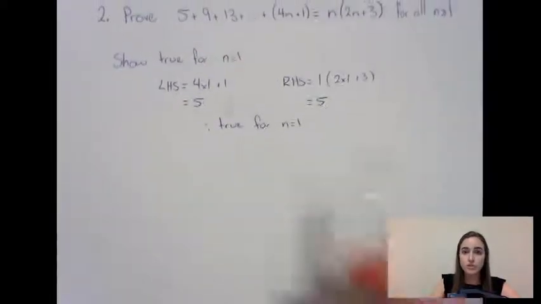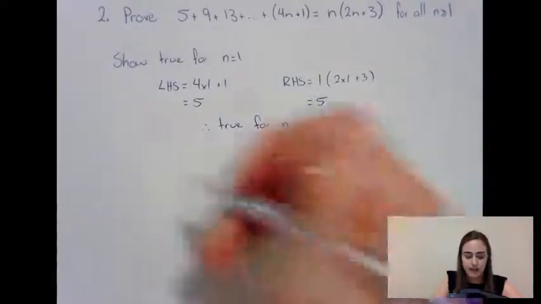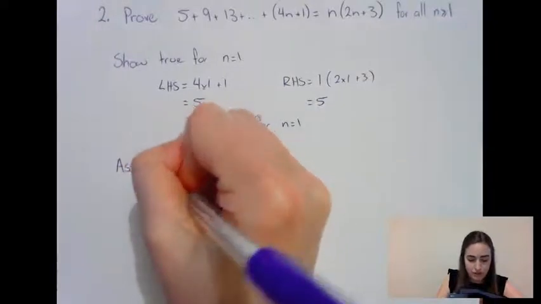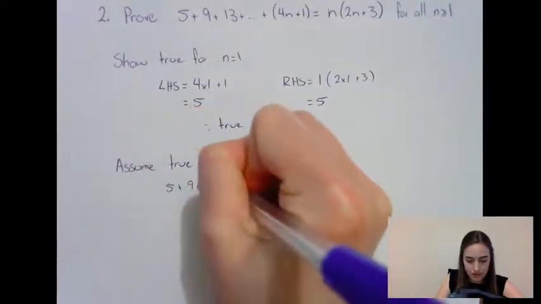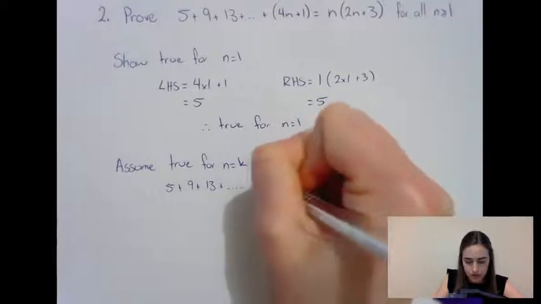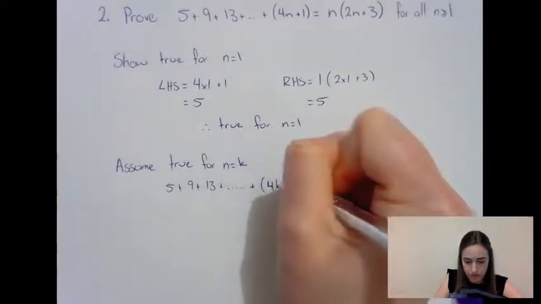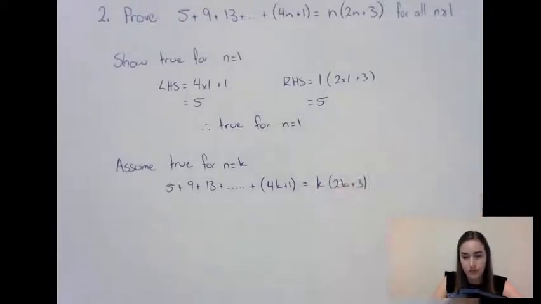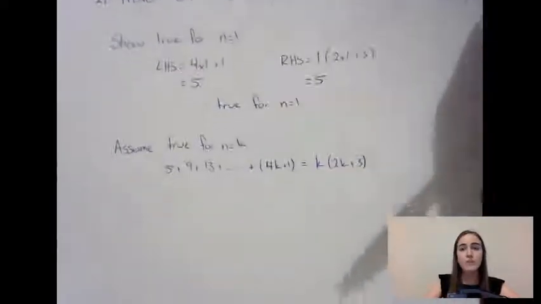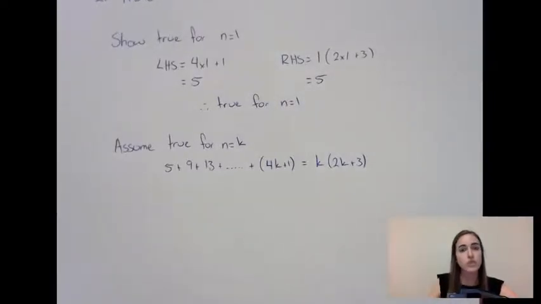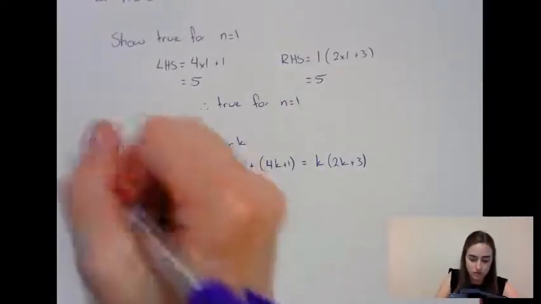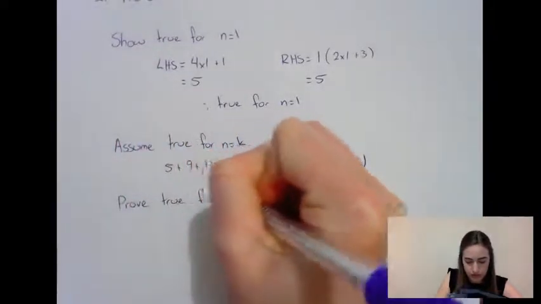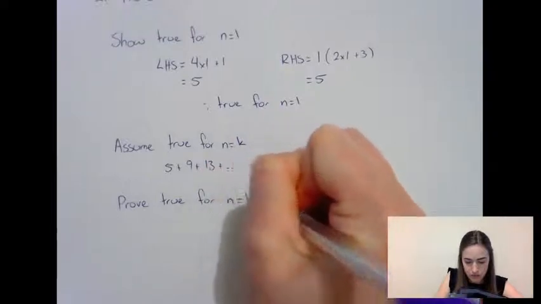Then we're going to assume that that statement is true for n equals k. What that means is that if we had 5 plus 9 plus 13 plus all the way up to 4k plus 1, then that is going to be equal to k outside of 2k plus 3. So we've assumed that's true, and now we want to prove that if this is true, it's also going to be true for the next one along. So we're going to prove true for n equals k plus 1.